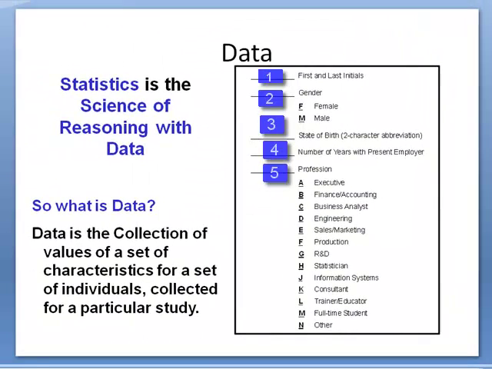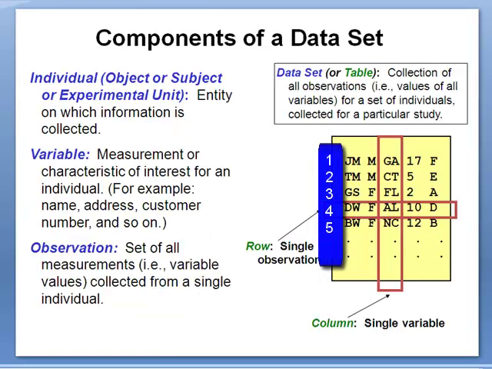So we could collect this data, let's say, for 10 individuals. So for 10 individuals, we'll have 5 bits of information. So altogether, we would have 50 pieces of data. So let's say that we look at 5 different people, and this is just a quick look. We have this data set or table. It's the collection of all observations. That is the values of all the variables for a set of individuals collected for a particular study. And as I said, in this particular example, we're looking at 5 individuals. So we're going to have 25 bits of information that we're looking at. So each row and each column have a meaning, and then the intersection of a row and a column is a specific variable for a specific person.